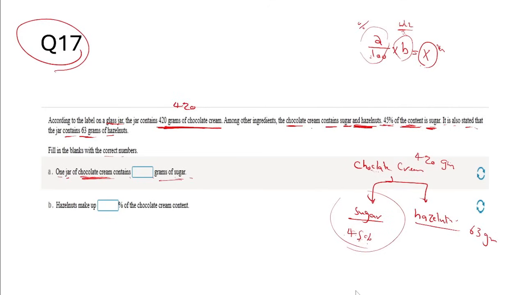I need to know how much sugar we have in the chocolate cream, but here it's giving you only a percentage, 45%. So we'll apply the equation: 45 divided by 100 multiplied by the whole number, which is 420. This is the chocolate cream, equal X. This is the value of the percentage of the content. Okay, so let's simplify this one.